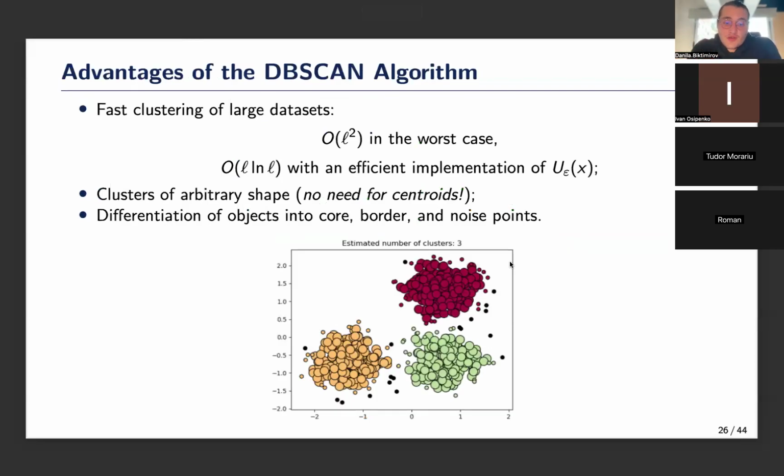Advantages and disadvantages of DBSCAN. It doesn't assume the clusters are spherical, unlike k-means. It also automatically determines the number of clusters, so there's no need to know k, the number of clusters. Also, it effectively detects noise in our dataset and works well with elongated clusters and clusters with bridges.